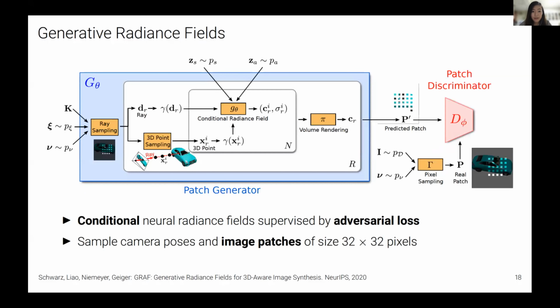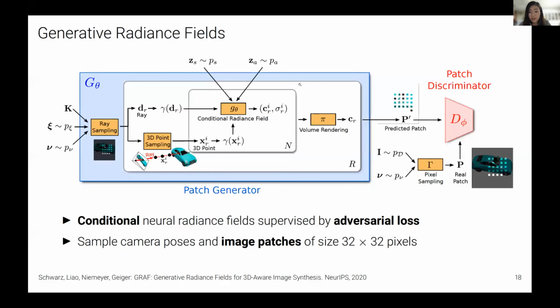Here is a closer look at GRAF. There are two key differences compared to NeRF. Firstly, we use a conditional neural radiance field. This conditional neural radiance field takes as input the 3D location, the camera viewing direction, as well as two random vectors to model the shape and appearance of an object.